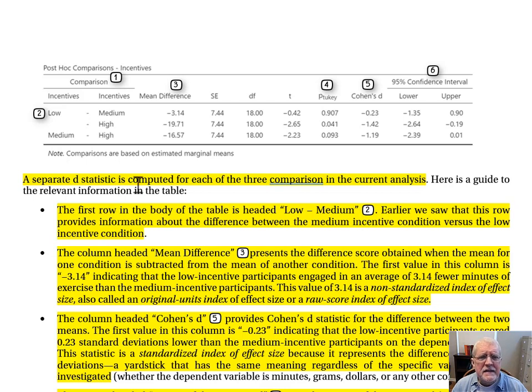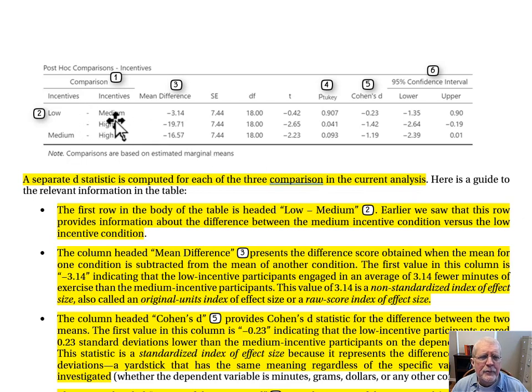A separate d statistic is computed for each of the 3 comparisons in the current analysis. They will appear in this section. We're going to see Cohen's d statistic below my call-out number 5. First up, let's make sure we know what we're looking at. The first row in the body of the table, the one with call-out number 2, is headed low minus medium. Earlier, we saw that this row provides information about the difference between the medium incentive condition and the low incentive condition.